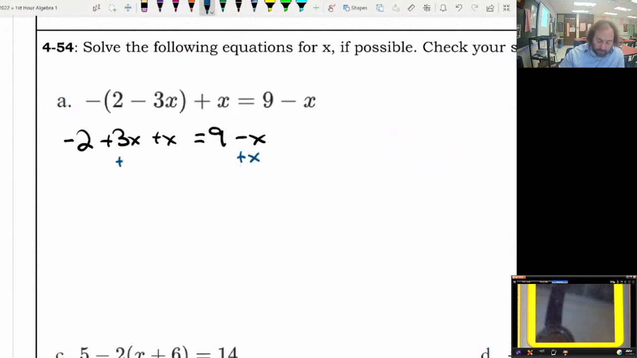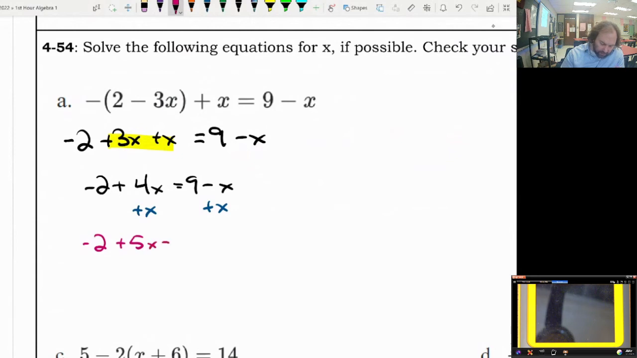Before we do that, we've got to combine like terms. I withdraw. 3x plus x is 4x. -2 plus 4x equals 9 minus x. Take your time, go slow, think carefully before taking the next step. Next, I want to add x to both sides. I want to keep my x term positive whenever possible. -2 plus 5x is equal to 9.